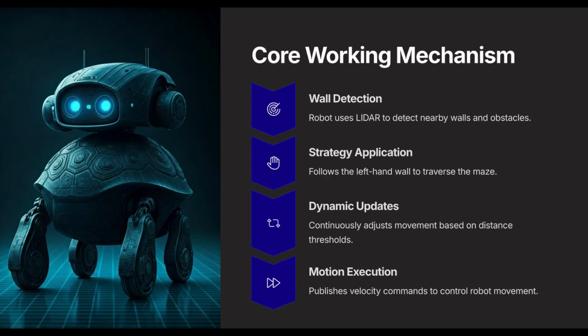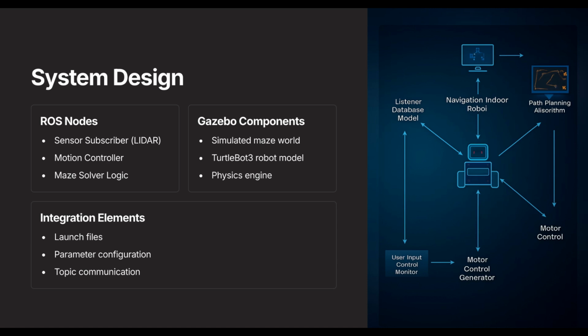The robot relies on its LiDAR to detect how far away nearby walls and obstacles are. Based on that, it uses the left-hand rule to follow walls and make progress through the maze. Every few milliseconds, it checks whether it needs to adjust its direction, either to avoid a wall or turn into a junction. It achieves this by publishing velocity commands, specifically adjusting angular and linear velocity through the command velocity topics in ROS.